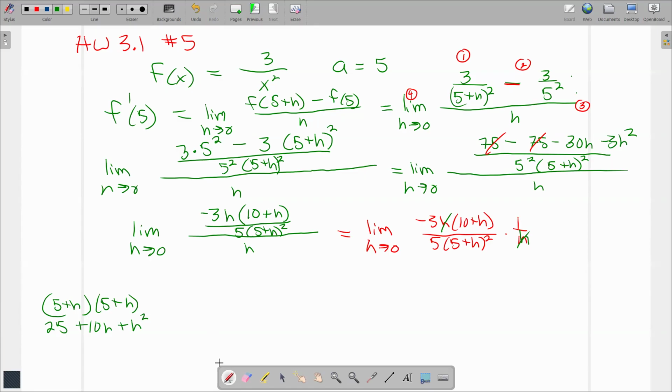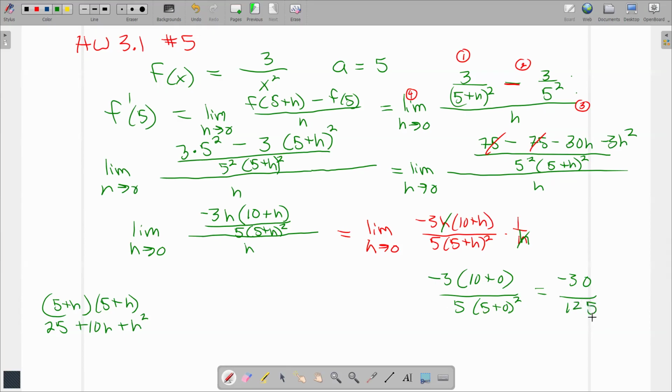Negative 3h. So then the question is, at this point, am I safe to plug in h equals 0? So if I plug in h equals 0, what am I going to get? Let's check. I'm going to get negative 3 times (10 plus 0) over 5 times (5 plus 0) squared, which is negative 3 times 10, or negative 30. 5 squared is 25, times 5 is 125.